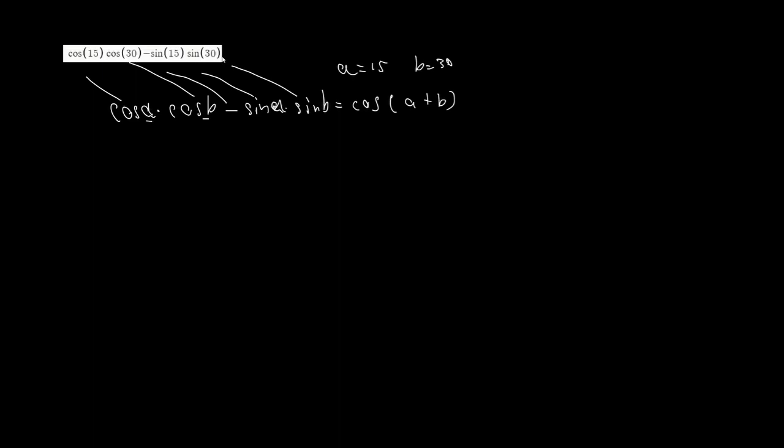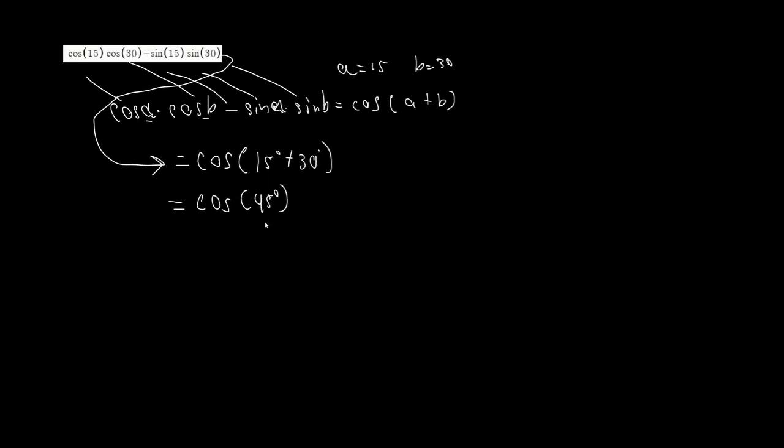That's so long. So, okay, I can rewrite this one as what? Cosine of 15 degrees plus 30 degrees. So 15 plus 30 is cosine 45 degrees. And again, cosine 45 degrees is square root of 2 over 2. And that is your final answer. And we go to the last question.